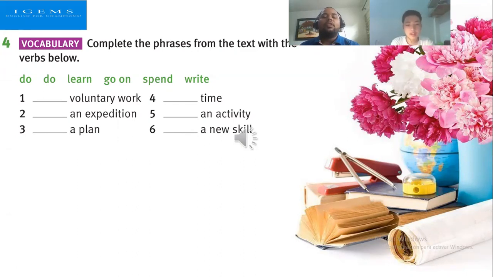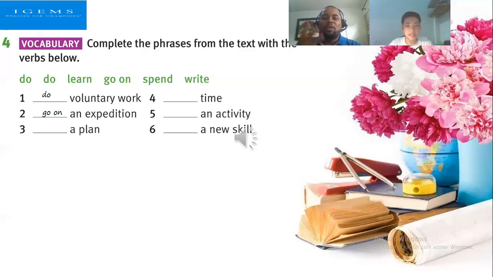So here we are having multiple words, and we are going to choose the correct options to complete the phrases we are having from the test. Number 1, voluntary work. What is it? I think it's do voluntary work. Great job. Number 2, an expedition. Number 2 is go on an expedition.